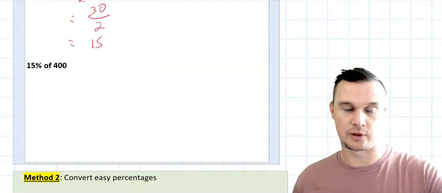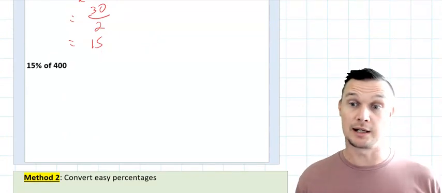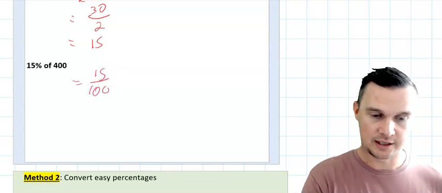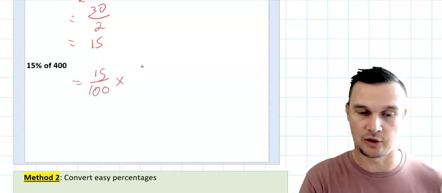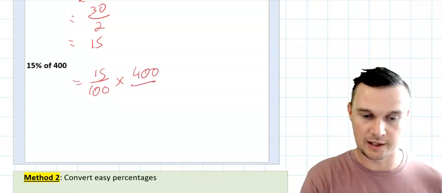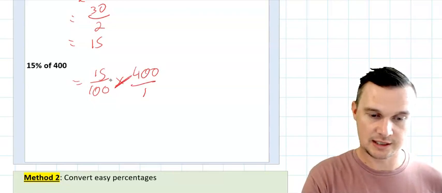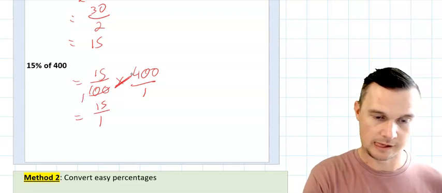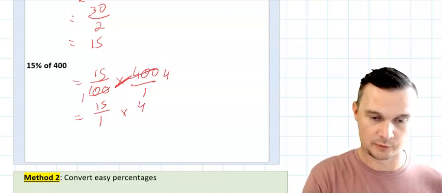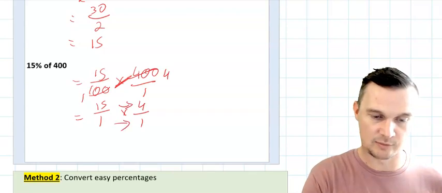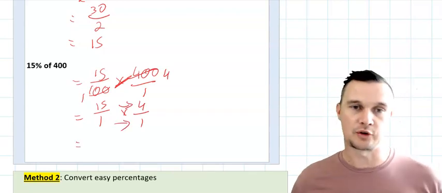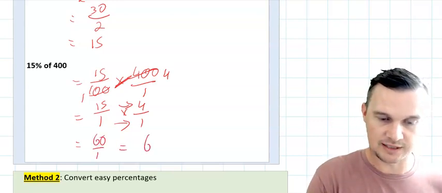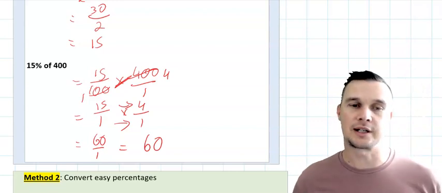So I'm going to do another example. We've got 15% of 400, so a much bigger number now. Same process. Let's put the 15 out of 100, and I want to multiply, of means times, 400 over 1. I'm going to cross cancel here. They both have a factor of 100. So I have 15 over 1, and that will be 4 over 1, and I can just multiply numerators and denominators together. 15 multiplied by 4 equals 60 over 1, which is obviously going to be 60. So 15% of 400 equals 60.